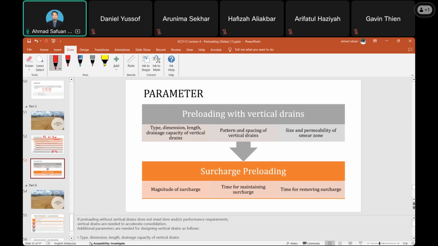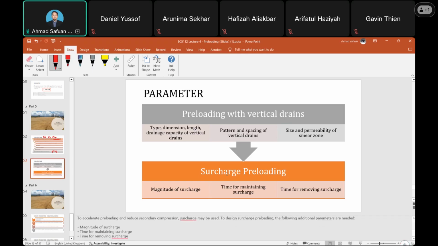Preloading with vertical drains: the type, dimension, length, bearing capacity of vertical drains, pattern and spacing of vertical drains, size and permeability of the smear zone. Then for surcharge preloading: magnitude of the surcharge, time for maintaining surcharge, time for removing surcharge.